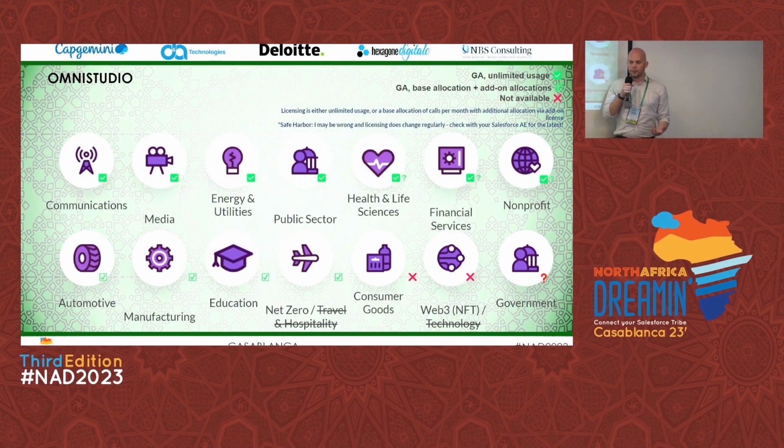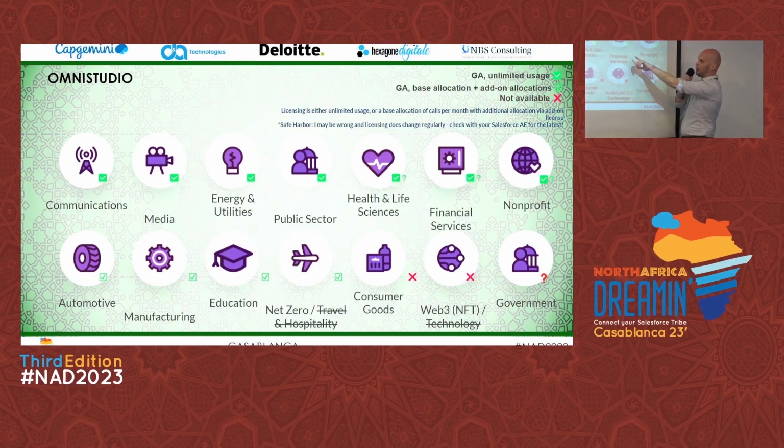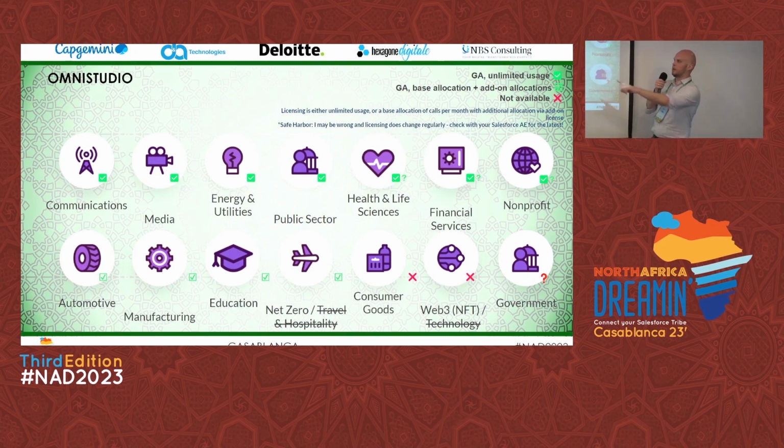So then the tricky part is Omni Studio is in most, but not all of the industry clouds. So in this diagram, we can see that all of the clouds here with the darker green checkbox, this is where Omni Studio is included. And the important thing is that in these dark green ones, it's included and unlimited usage. And these lighter green ones here, so automotive, manufacturing, education, net zero, it's included, but you get a base allocation, and then you have to buy add-on licenses depending on your usage. So just keep in mind that there's a licensing difference. Talk to your Salesforce AE to understand what that means for you.